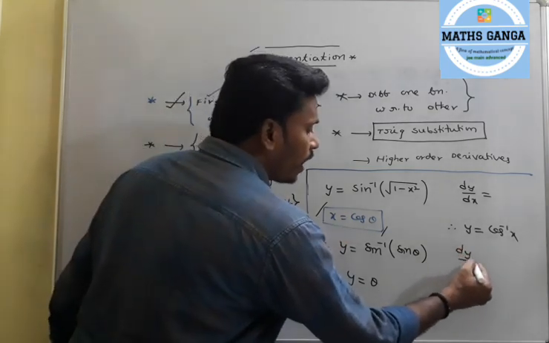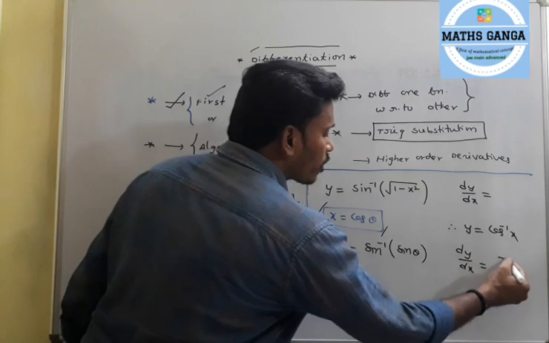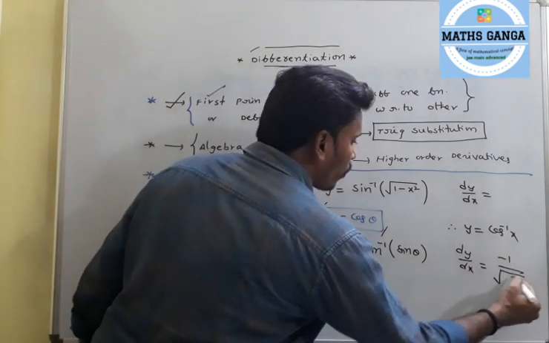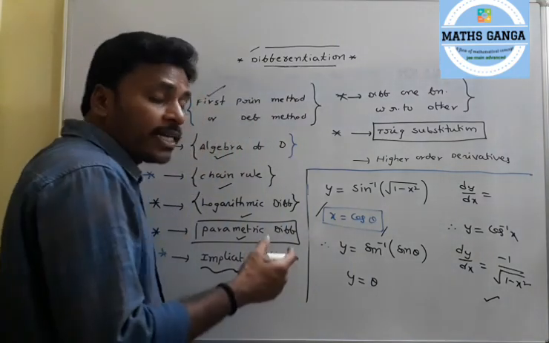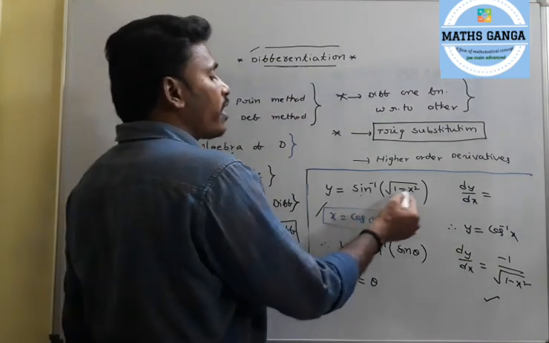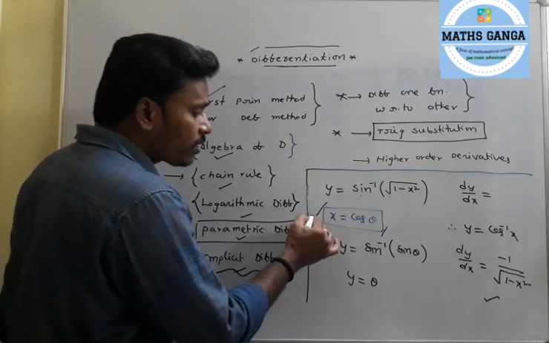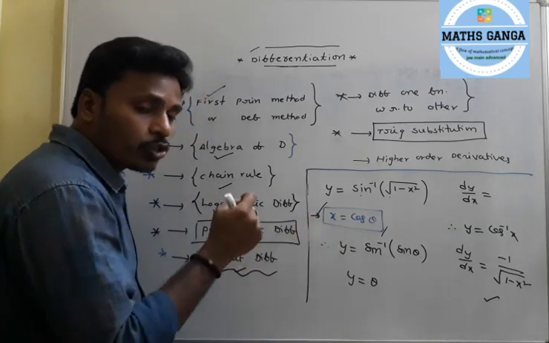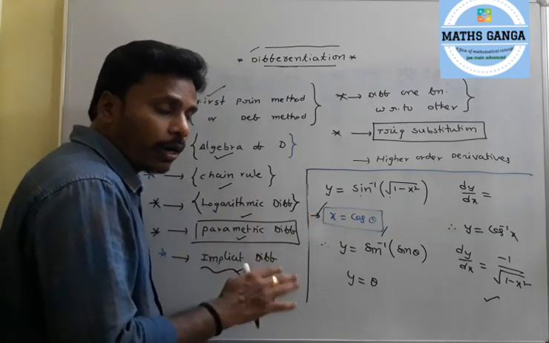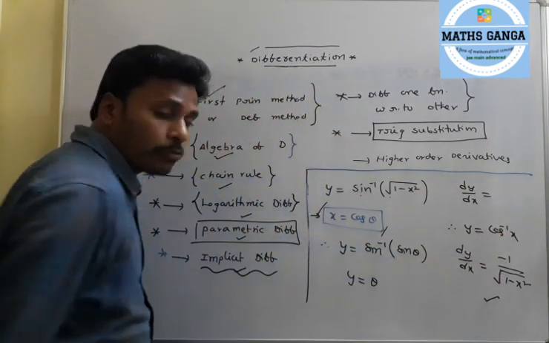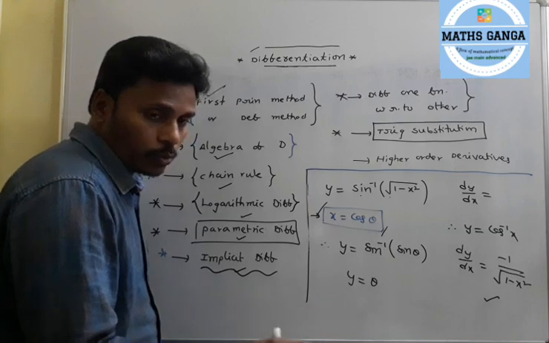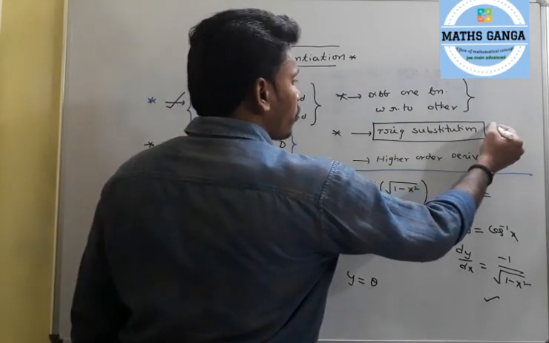So now dy by dx is simply the derivative of cos inverse x, which is minus 1 by root 1 minus x square. There ends the problem. Instead of using the chain rule for this sin inverse root of 1 minus x square, this substitution, taking x equals cos theta, simplifies all our work, and dy by dx is directly the derivative of cos inverse x, which is minus 1 by root 1 minus x square. This is trigonometric substitution.